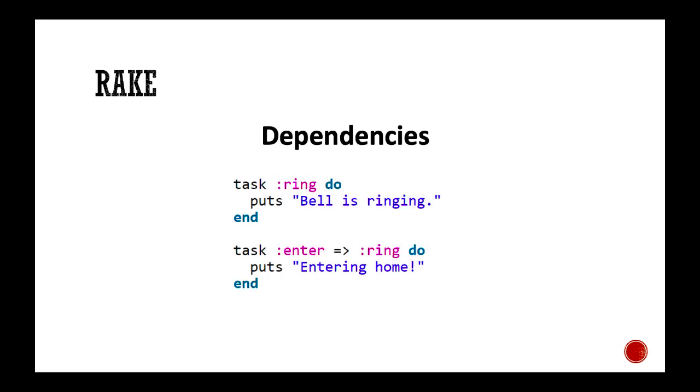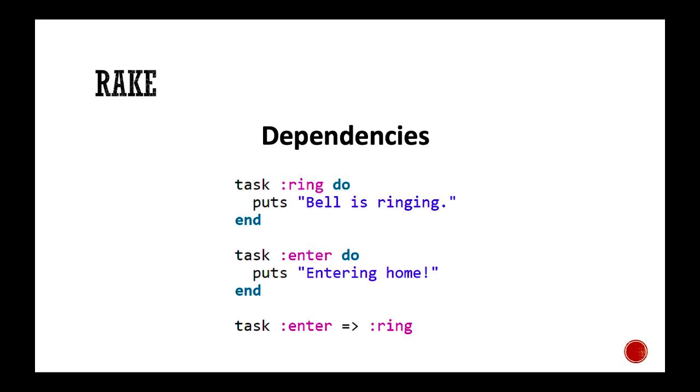You can even deal with dependencies, right? So task enter, colon enter, depends on the task ring. So if I said rake enter, it would also ring the doorbell, right?